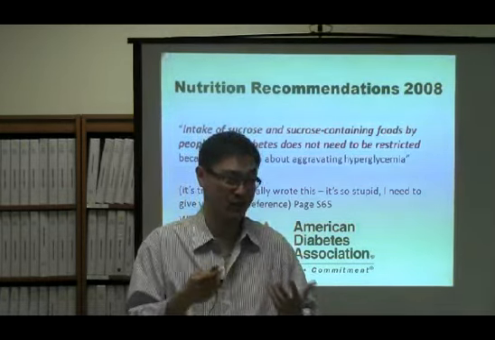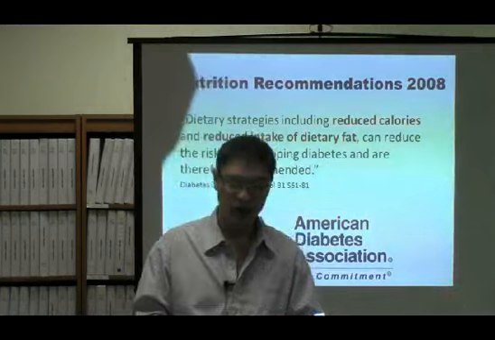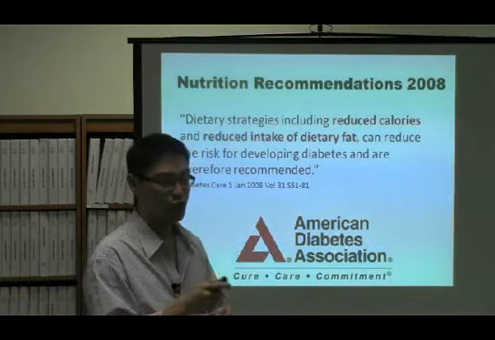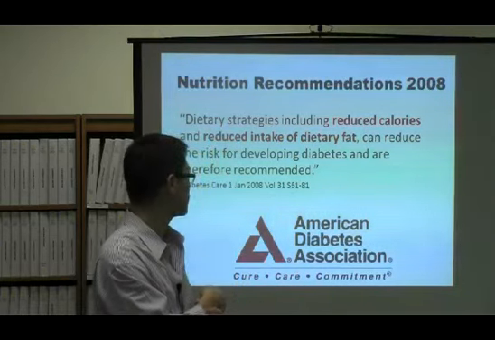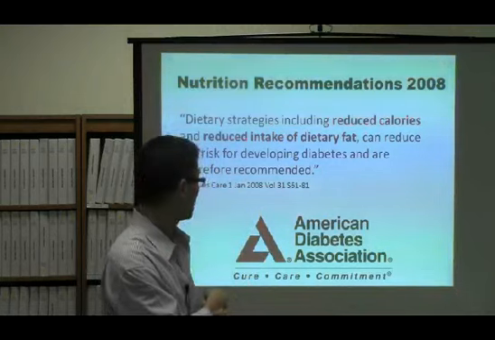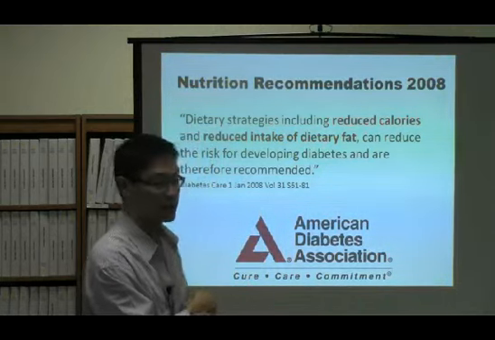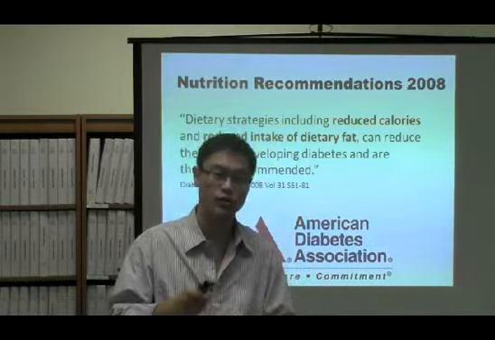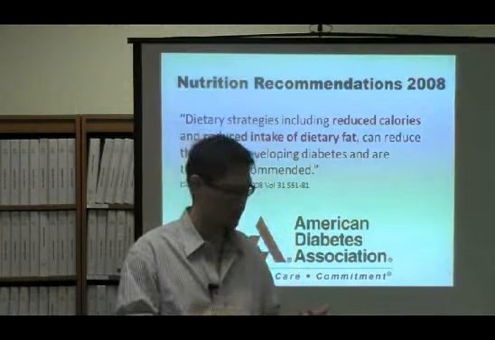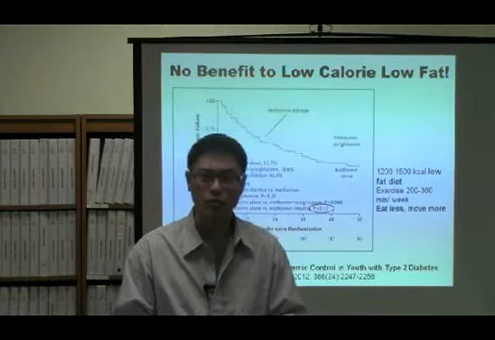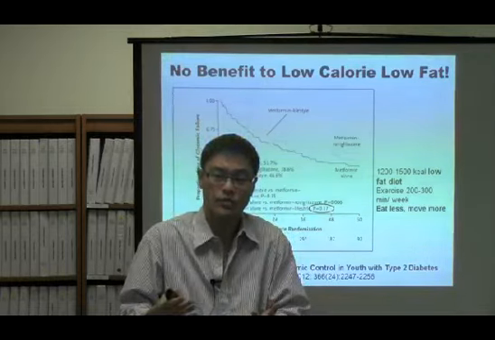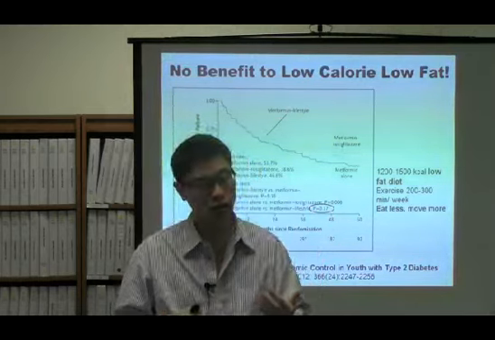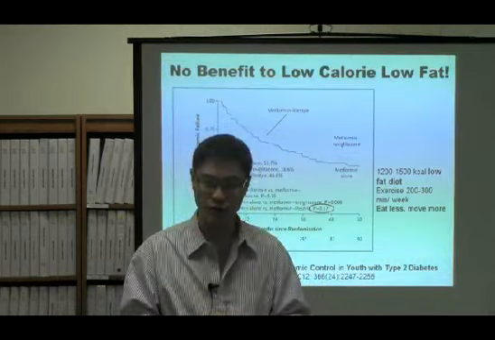I mean, that's crazy. What they instead tell you to do, this is 2008, so it's a few years ago, is reduce calories and reduce dietary fat because they think that's really important. In other words, you should eat a little less, you should watch the fat in your diet. The problem was that it doesn't work. So again, we've had multi-million-dollar trials to look at reducing calories and reducing fat.